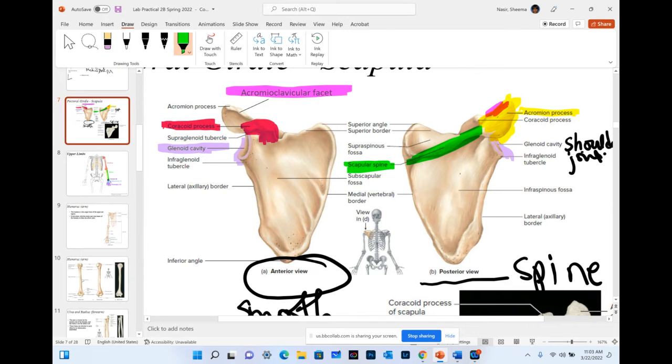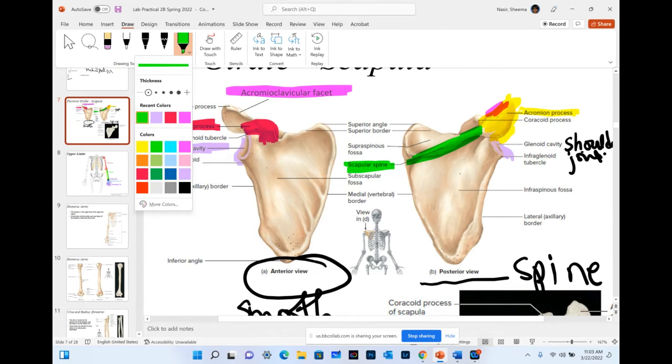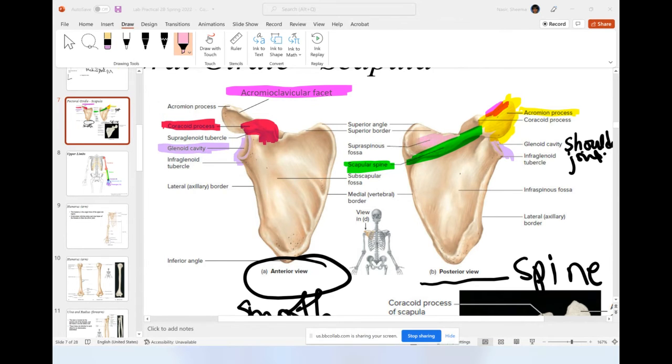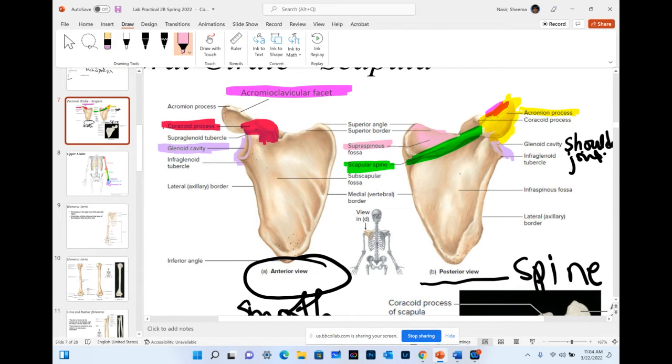Now that we know the spine of scapula, we can do supraspinous and infraspinous. So what is supraspinous? Supraspinous means above the spine. So you see this part? This is above the spine and hence it is called the supraspinous fossa. Above the spine.